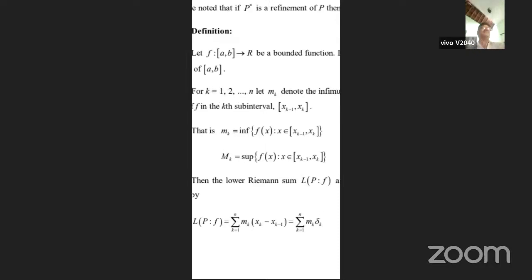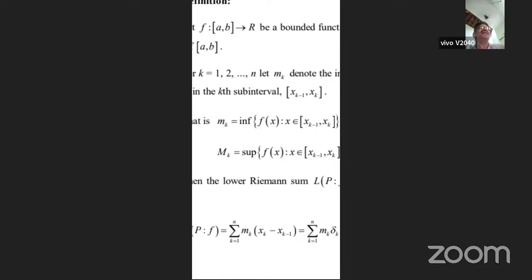Every subinterval is defined by lower bound and upper bound values. Those values depend on the function, and according to the functional values, we have to define the infimum and supremum values. Now we are taking the first subinterval, I1, which is the interval x0 to x1. Here x0 is the lower bound value and x1 is the upper bound value.